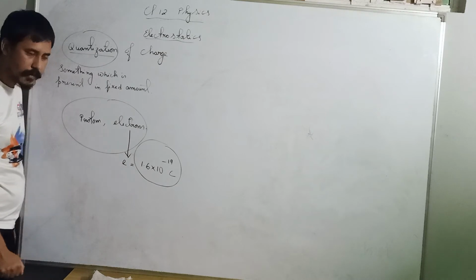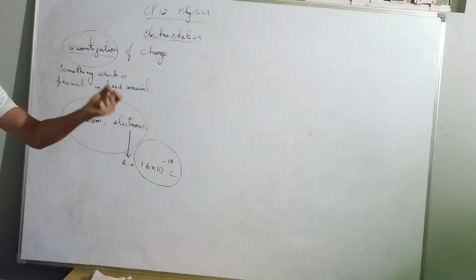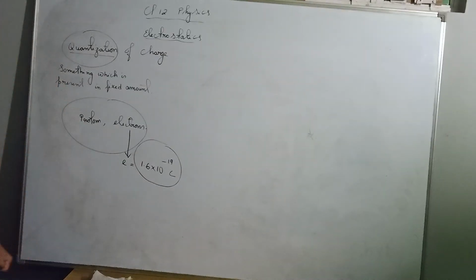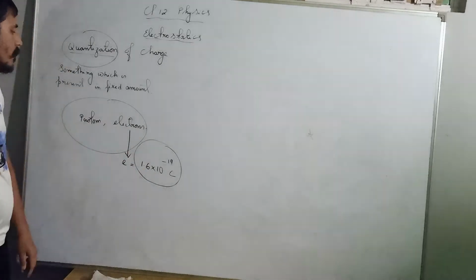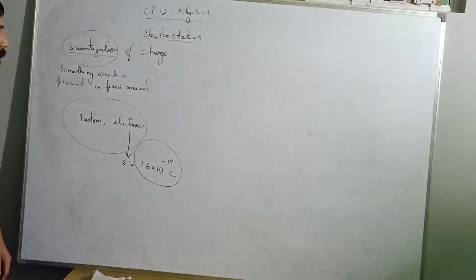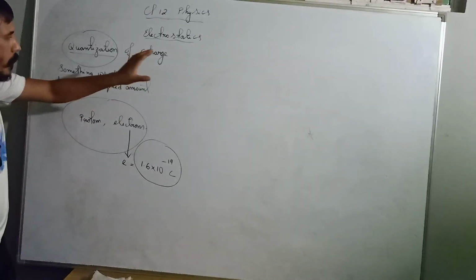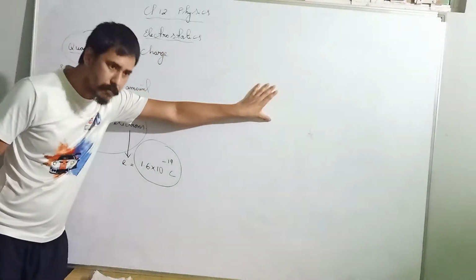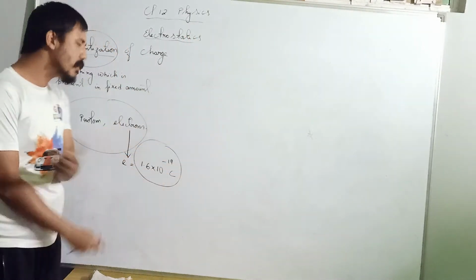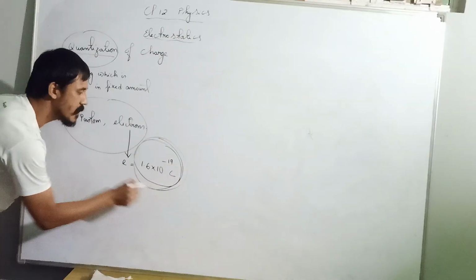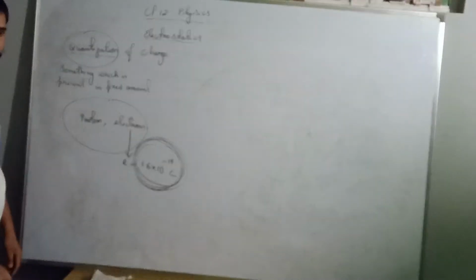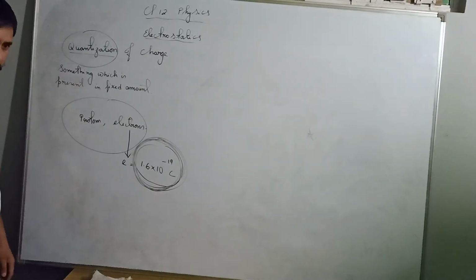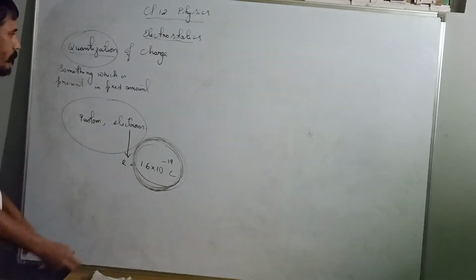Are you getting me? So the smallest charge that exists independently is e, the charge of an electron, which is equal to 1.6 times 10 to the power minus 19 Coulomb. So when you measure the charge of any body, it has to be an integer multiple of e. That is quantization of charge.